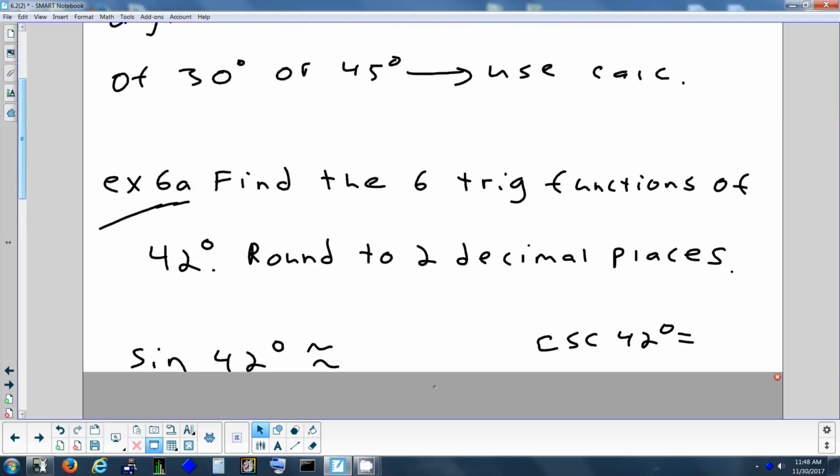Okay, so we're going to take 42 degrees. We're just going to find all 6 trig functions. First of all, how would you know that this is a calculator question? It'll say it in the directions. And is 42 a multiple of 30? No. Is it a multiple of 45? No. So we cannot do it using the method I showed you.